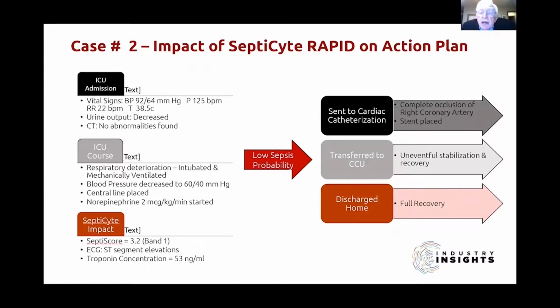This patient went to the cardiac cath lab and was found to have a complete occlusion of the right coronary artery. A stent was placed, and the patient was transferred to the cardiac intensive care unit with an uneventful further hospital course and was discharged home with full recovery. Next slide.